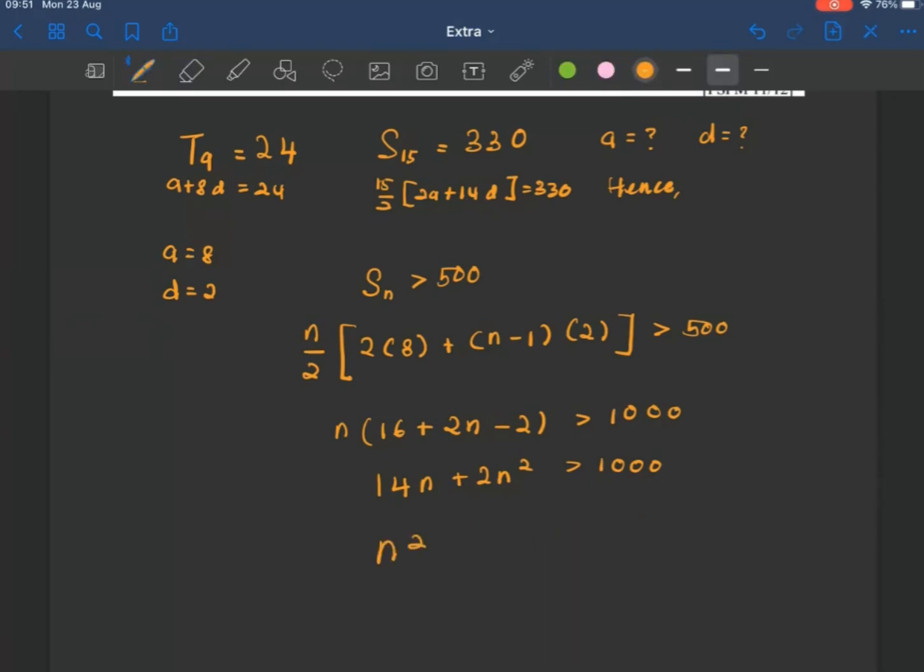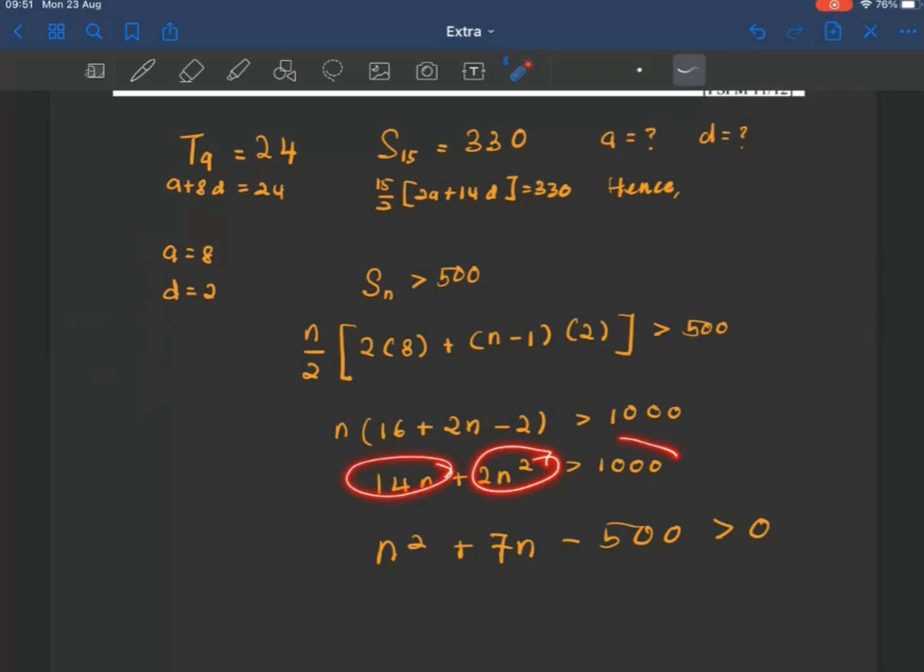n square plus 7n minus 500 greater than 0. Okay. Saya dah simplify kan, kita ada 2n square plus 14n minus 1000. So divide by 2, we will get this quadratic inequalities dekat sini. Okay, quadratic inequalities. Tekan calculator dapat factorize tak? Dapat decimal. Okay, so dapat decimal which means tak boleh factorize lah.